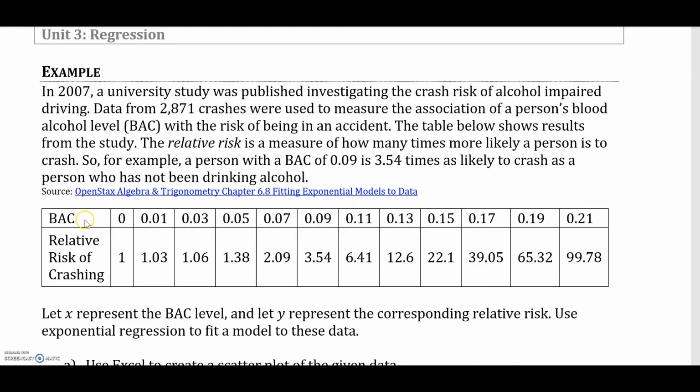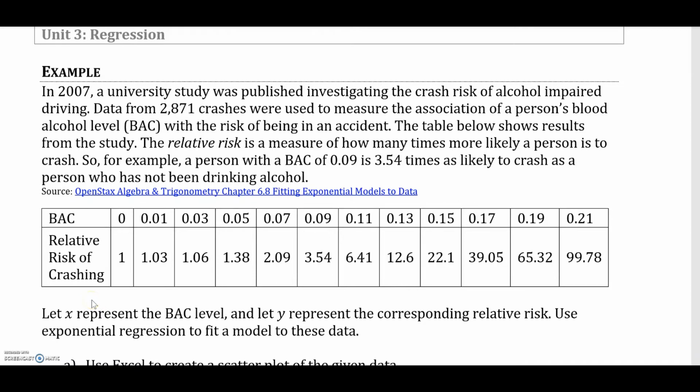So here we have our independent variable of the blood alcohol level, and the relative risk of crashing is your dependent variable. So we let x represent the alcohol level, and y represent the corresponding relative risk. And we want to use exponential regression to fit a model to this data.